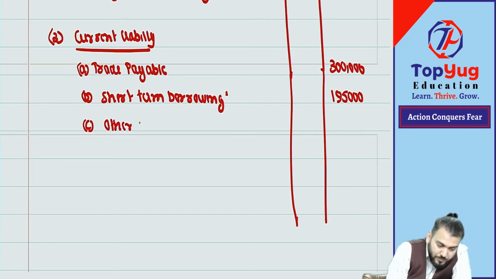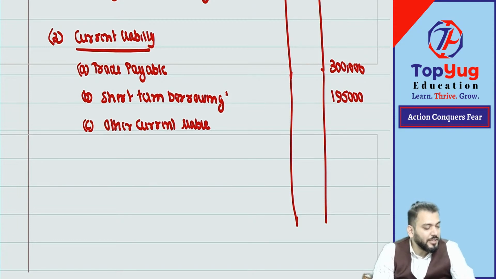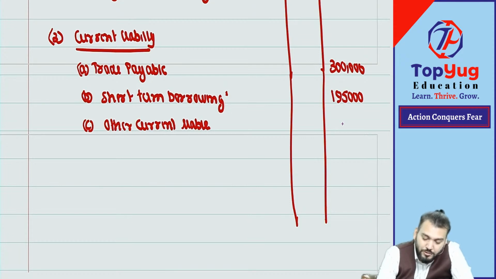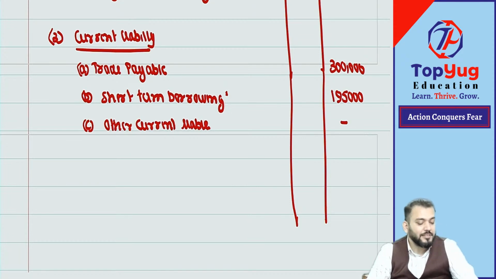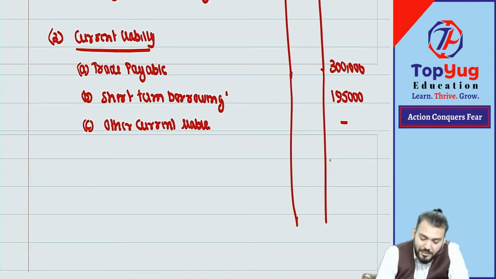Other current liability. We need to find out what are other current liability. We will check the notes to account. Loan from director becomes 0. Interest payable on debenture also becomes 0. We have two other current liabilities. One is loan from director, that becomes 0. And interest payable on debenture also becomes 0. So we write down 0 only. Correct. This is also done.